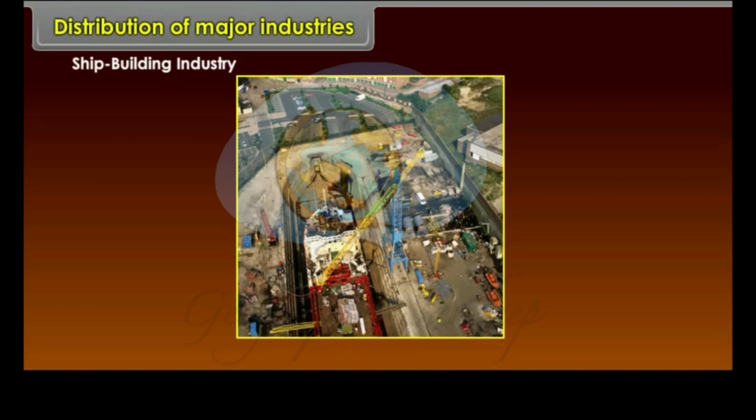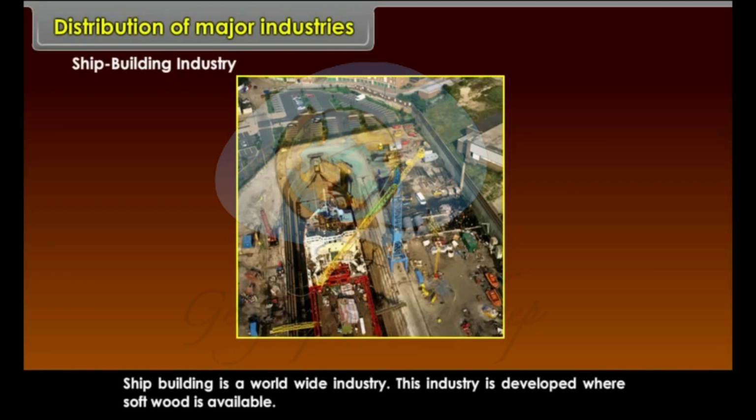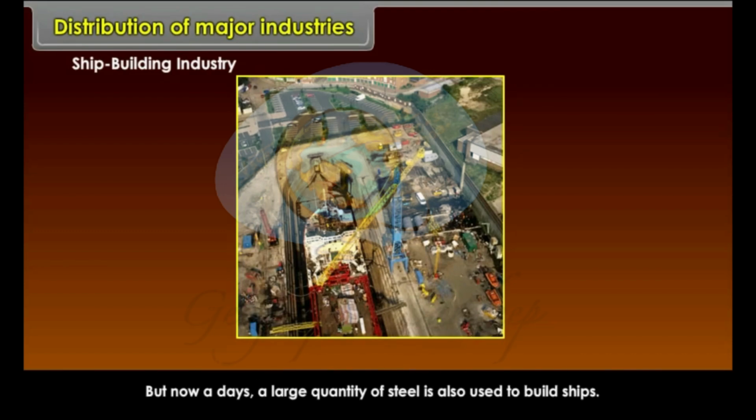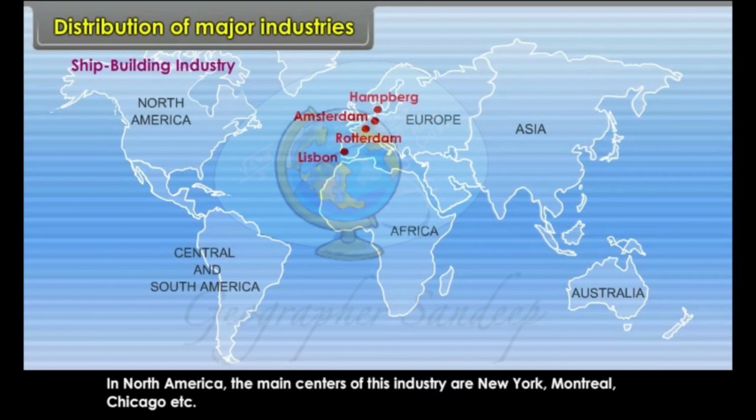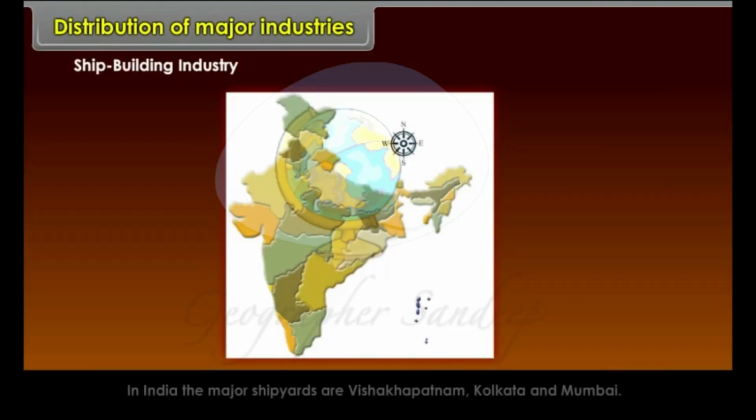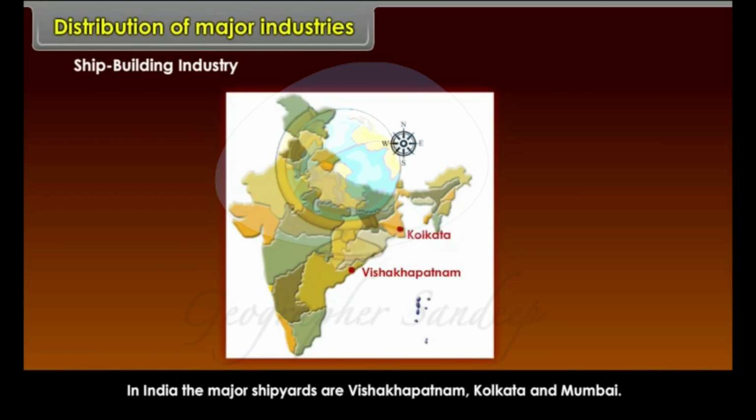Shipbuilding industry. Shipbuilding is a worldwide industry. This industry is developed where softwood is available. But nowadays, a large quantity of steel is also used to build ships. In Europe, very large shipyards have been developed in Rotterdam, Amsterdam, Antwerp, Hamburg, and Lisbon. In North America, the main centers of this industry are New York, Montreal, Chicago, etc. In India, the major shipyards are Visakhapatnam, Kolkata, and Mumbai.